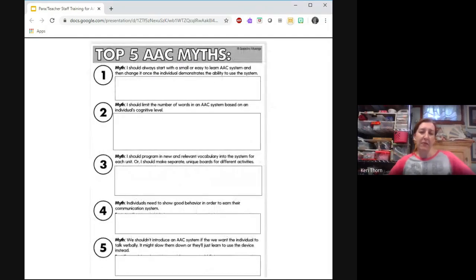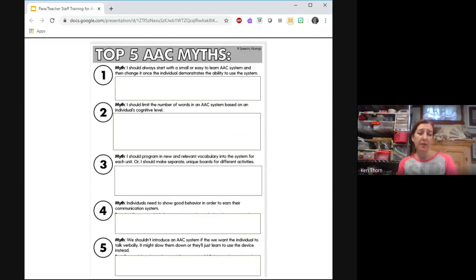So there's a lot of myths when it comes to AAC. The first one is I should start with something small and easy system and then build my way up. And that's not necessarily the case. When I'm looking at a student, when I'm evaluating them, I want to see where the student is at right now and what can they do. There's some students that can jump right into a high-tech device immediately. So there's no reason to start at something low and build up. We have to just start wherever the student's capabilities are.